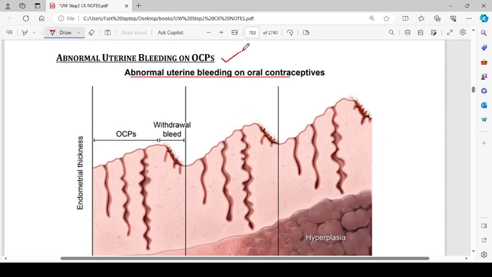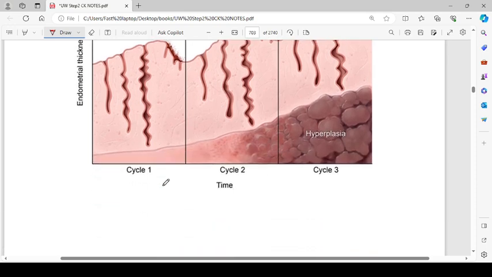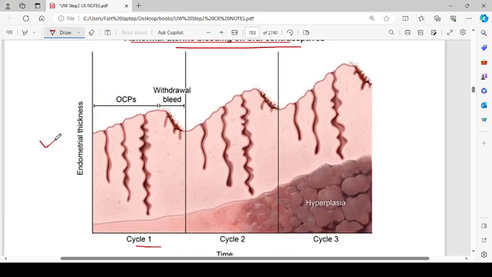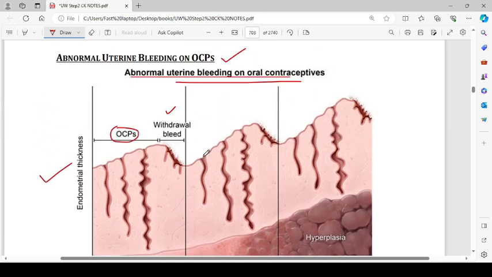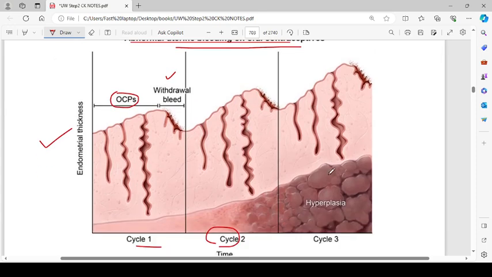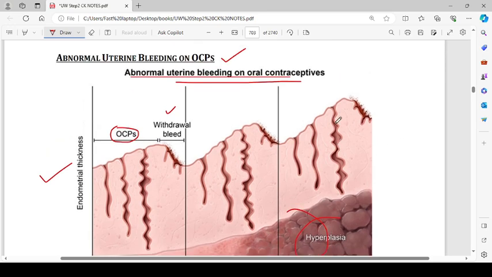Abnormal uterine bleeding on oral contraceptive pills. In cycle 1, there is endometrial thickening on oral contraceptives, and then we have withdrawal bleeding in the last 7 days when the woman is taking placebos. In cycle 2, there is more thickening, and in cycle 3, there is hyperplasia going on. So what is the meaning of that? Basically, abnormal uterine bleeding on oral contraceptive pills.